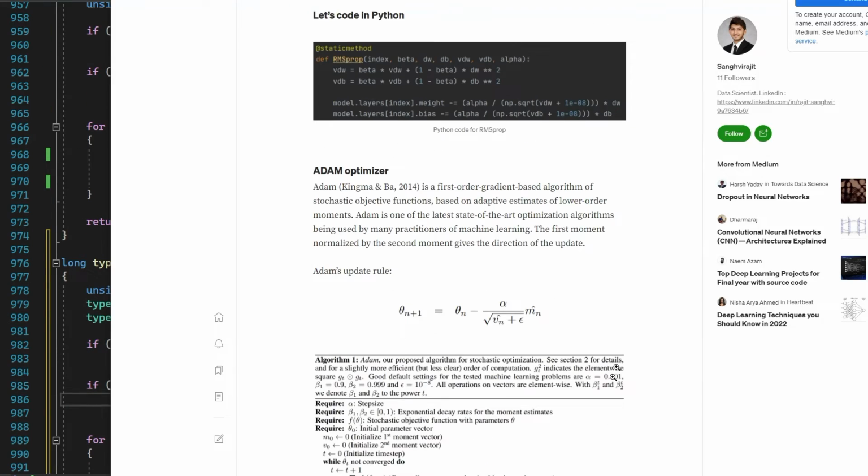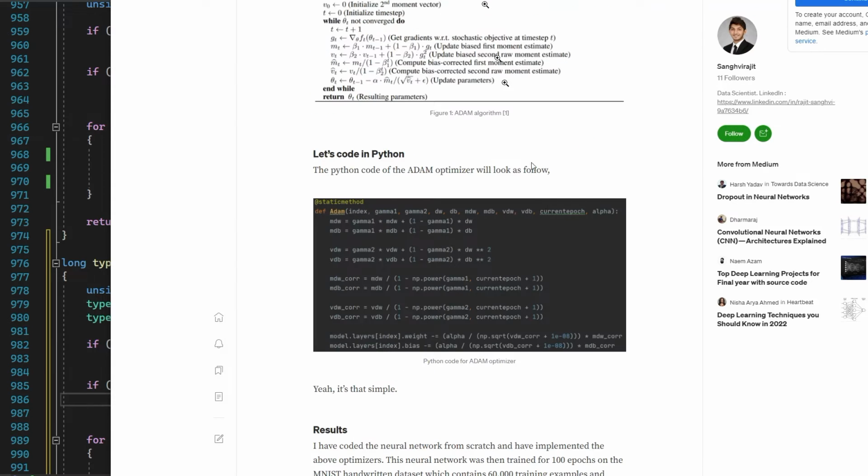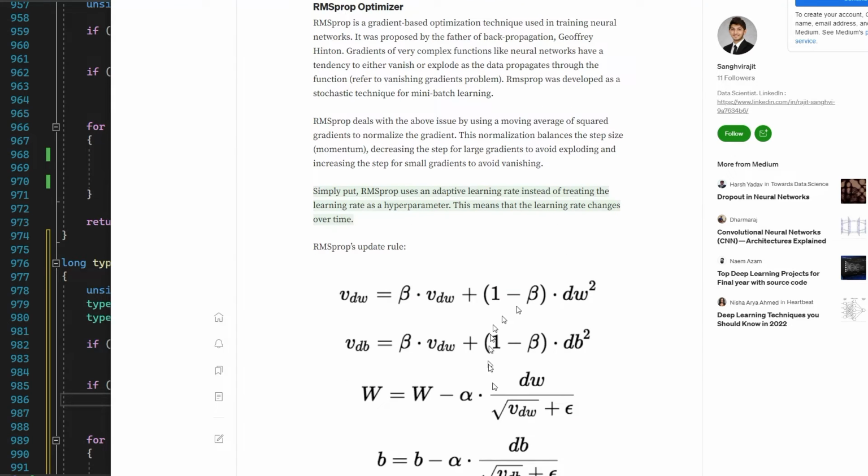Okay, let's read up on this. Where is it? Learning rate times epsilon. I lost it. Oh, there it is. Okay, that's pretty much it. So what is it doing right here?